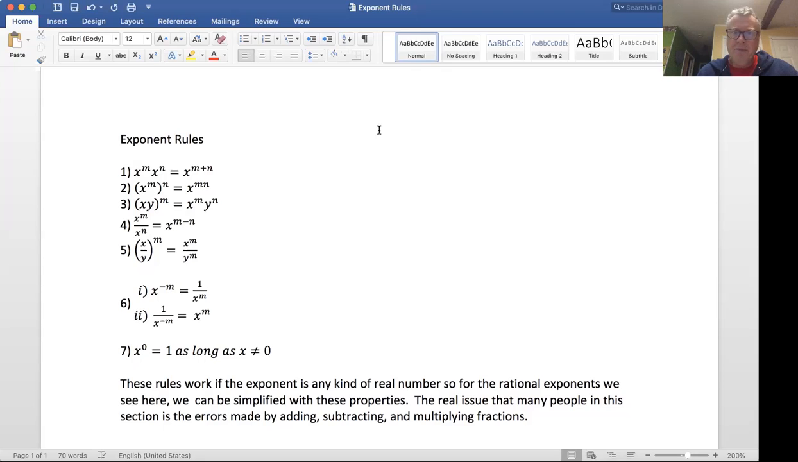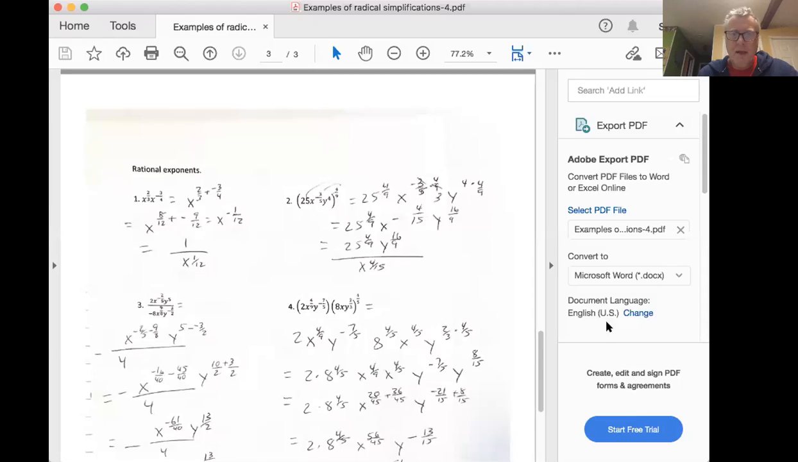So what I want to do now is go back to that worksheet that we had. So I'm going to share that. There it is. And so the last 4 questions here deal with rational exponents.